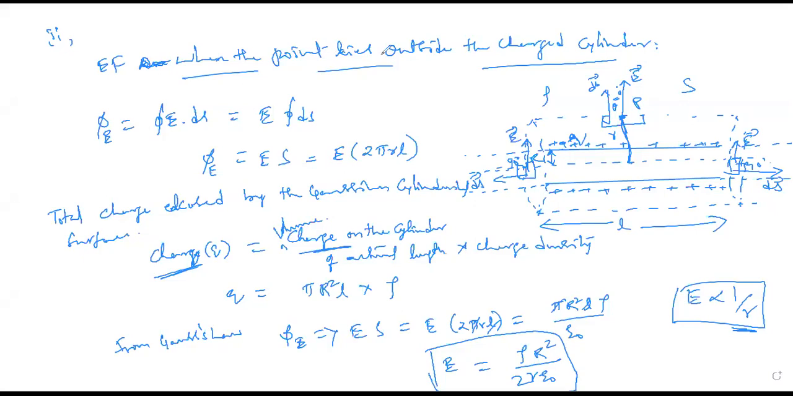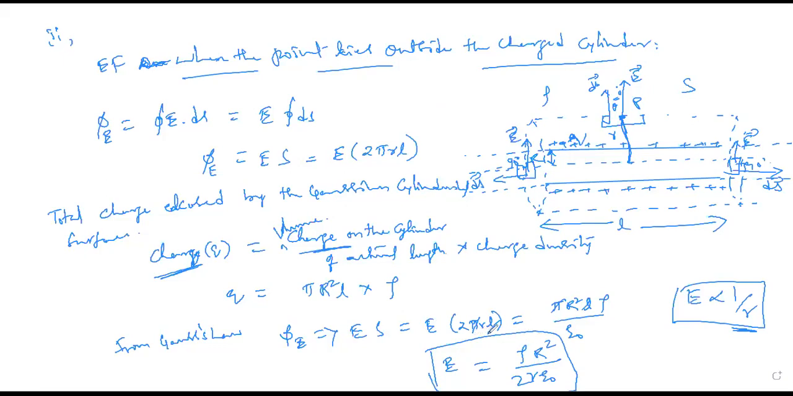Okay, thank you. Someone has said R will be cancelled in rho R by 2 epsilon naught. No. R will not cancel, it is not 2 pi r L into pi R square L. How will small r get cancelled?